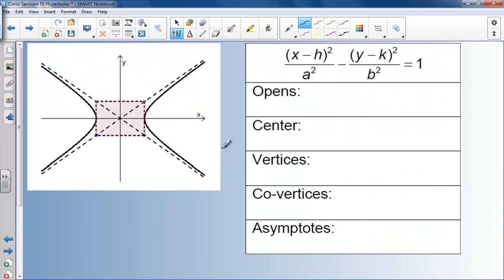So let's begin first of all with hyperbolas that open left and right. So I have a parabola opening this way, a parabola opening this way, and that's my left-right hyperbola. And the equation for this, let's talk about that. So this opens left and right.